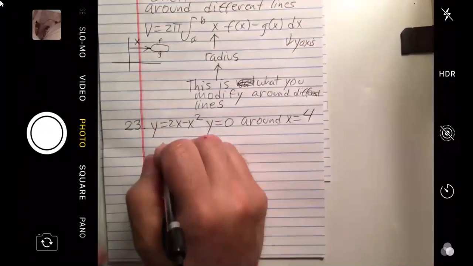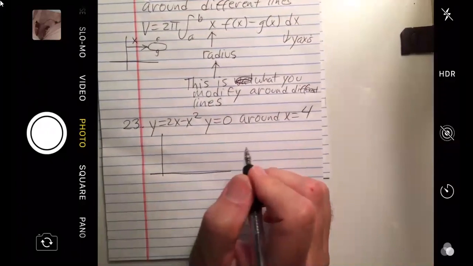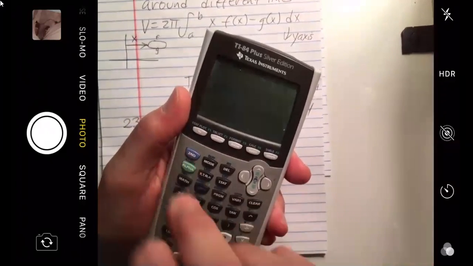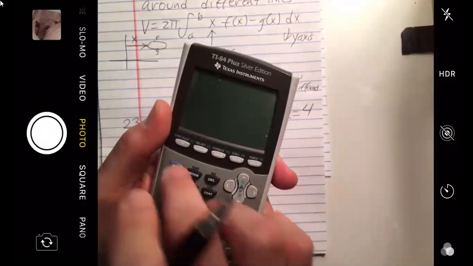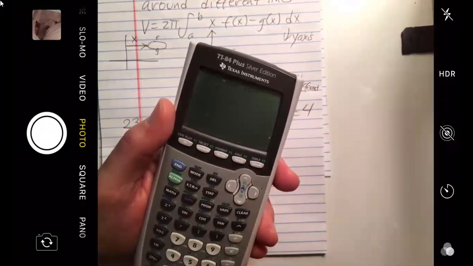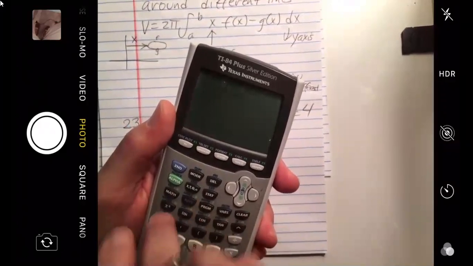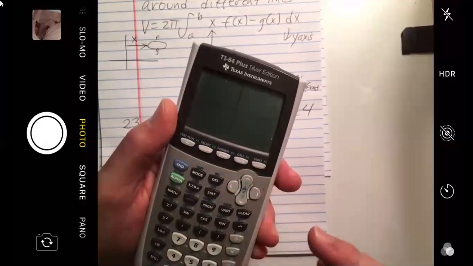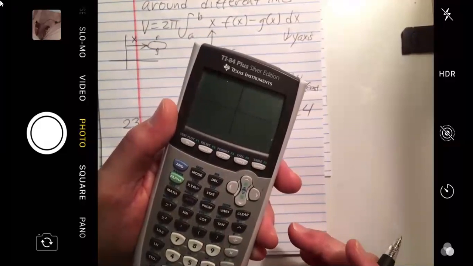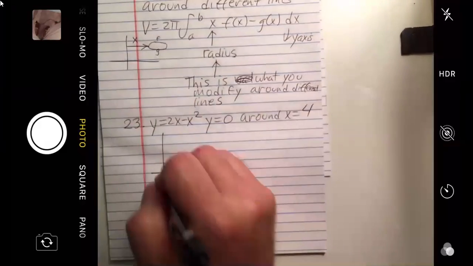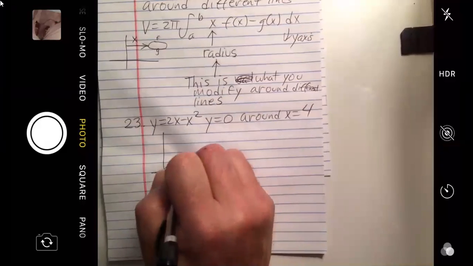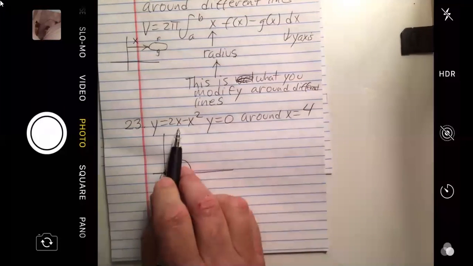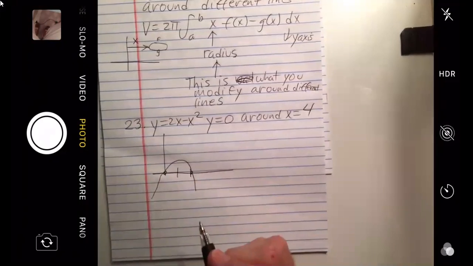All right, we'll want a graph of that. 2x minus x squared. Okay, it comes up through the origin and looks like it goes down through 2. Just to make sure, x is 2, 2 times 2 is 4, minus 2 squared is 4, yeah, 0. So the x-intercepts are 0 and 2.